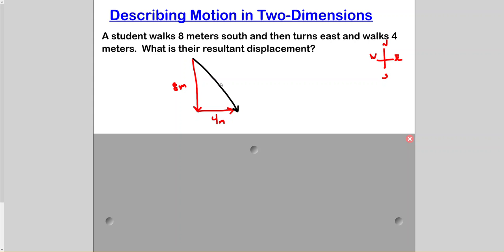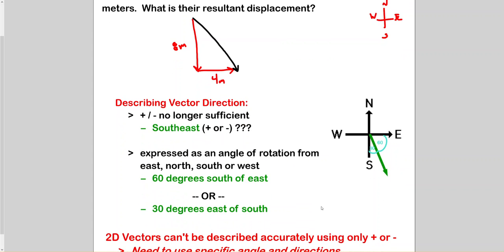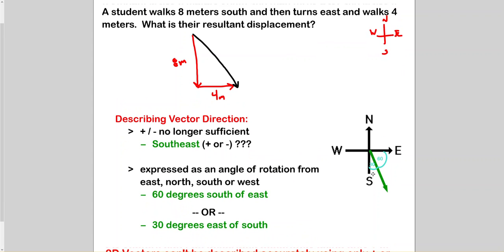Now how big is that? I don't know. What direction is it? It can't be positive because it's also south, and so we need directions. That's how we're going to start to do this. This is southeast, so we can't use positive or negative. Now when we get vectors that are in two dimensions, we express them as an angle of rotation from east, north, south, or west.